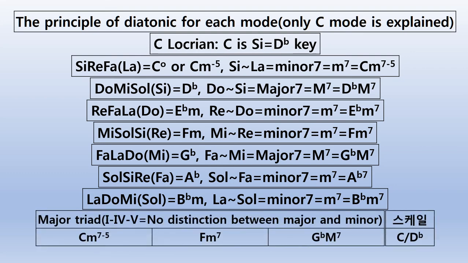The main triad of C Locrian is C minor 7 flat 5, F minor 7, G flat major 7, and the scale is C/D flat.